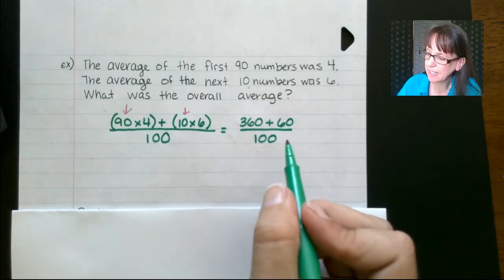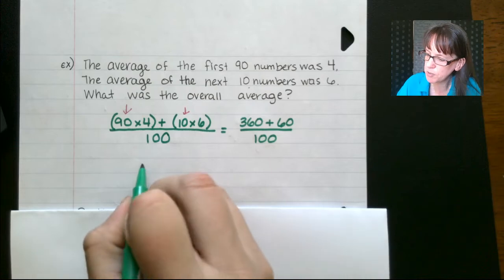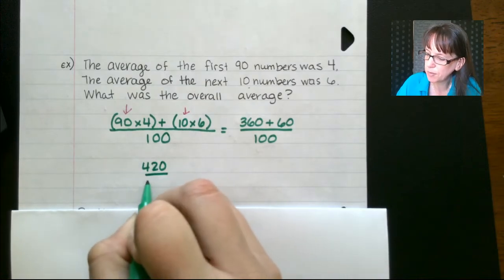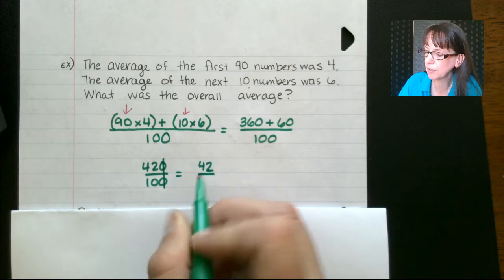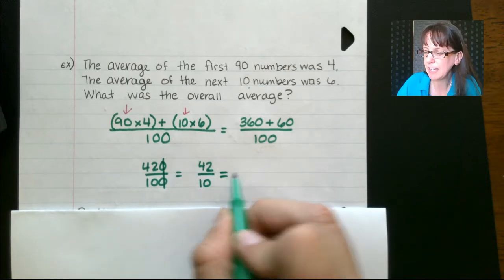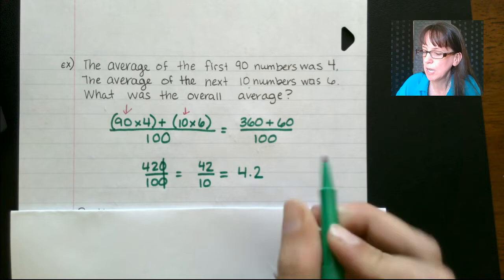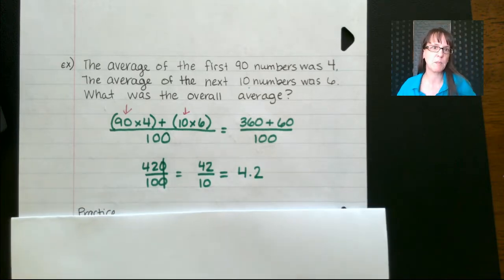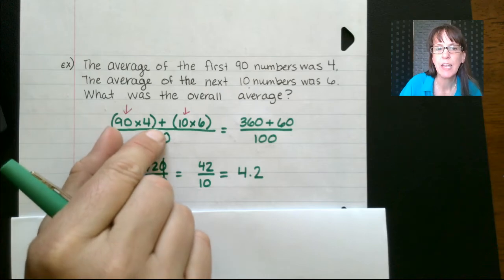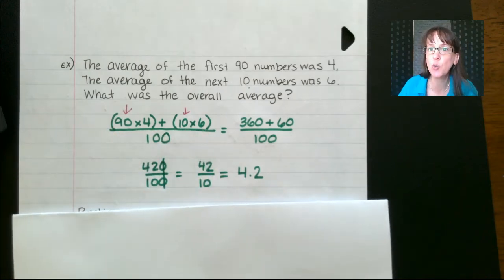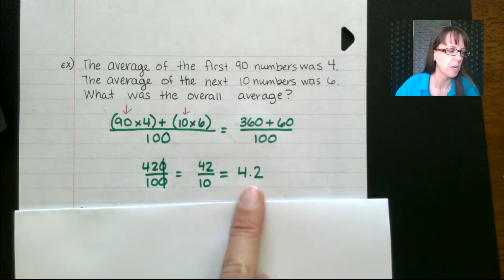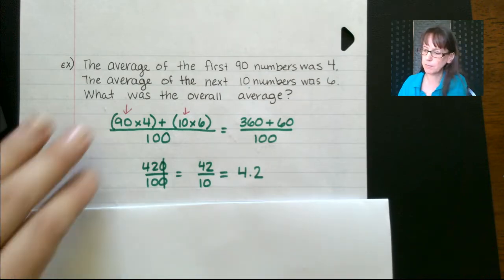Okay, so that's going to give us 2 carry the 1, so 420 over 100. Log off a 0, we get 420 over 10, and if we divide that, we end up with 4.2. So what was the overall average of these numbers? It was 4.2, and that seems about right because you have 90 numbers that are close to 4, and then you have 10 numbers that are close to 6, so the majority of your numbers are going to be closer to 4 there. So good.